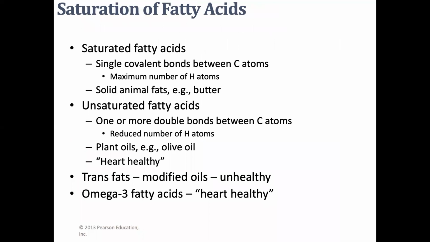Saturated fatty acids have single covalent bonds between the carbon atoms and the maximum number of hydrogen atoms, which means they're packed with calories. Those include things like butter and lard. Unsaturated fatty acids have one or more double bonds between the carbon atoms, which reduces the number of carbon-hydrogen bonds and reduces the number of calories. And we talked about trans fats already and how they're used, and omega-3 fatty acids, which are heart healthy.